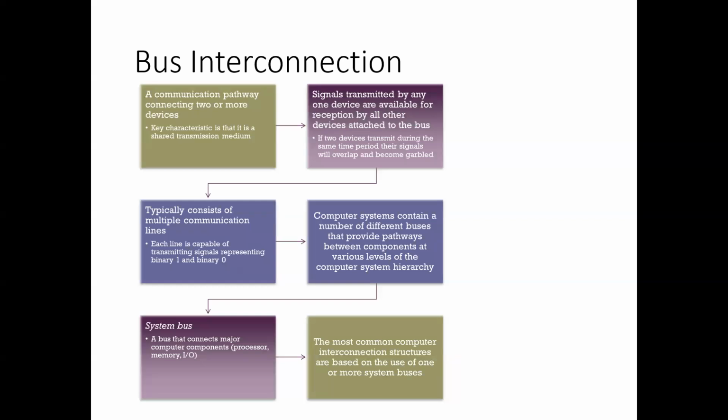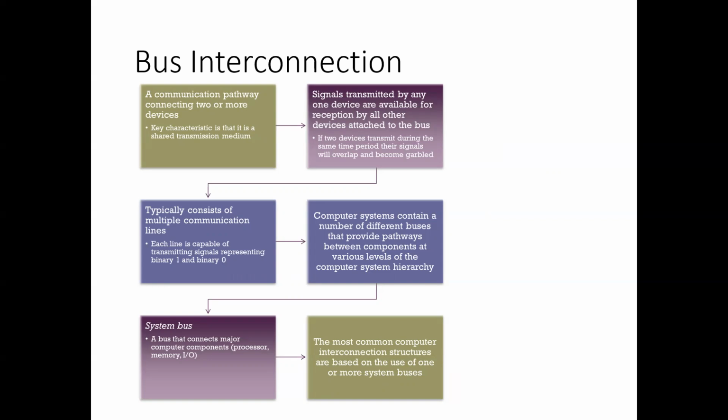And it typically consists of multiple communication lines on the bus. Each line is capable of transmitting signals representing binary zeros and ones. Computer systems contain a number of different buses that provide pathways between components at various levels in the system hierarchy. And the system bus is the one that connects the major components.